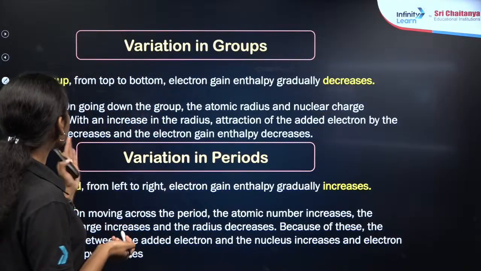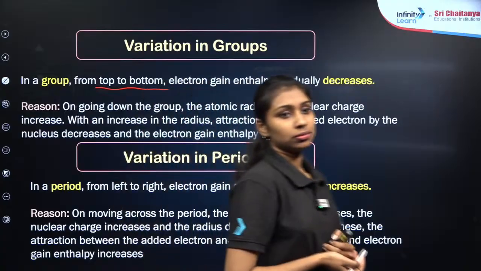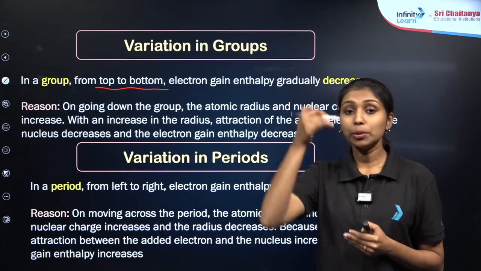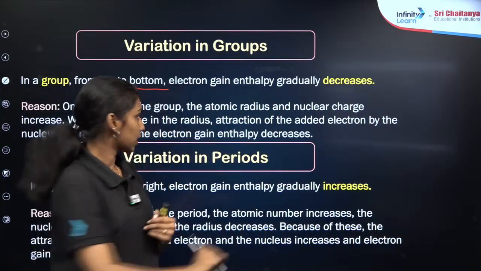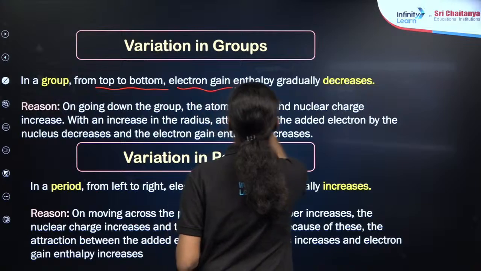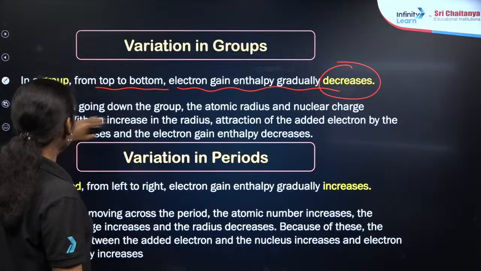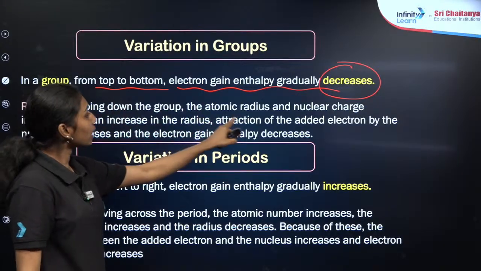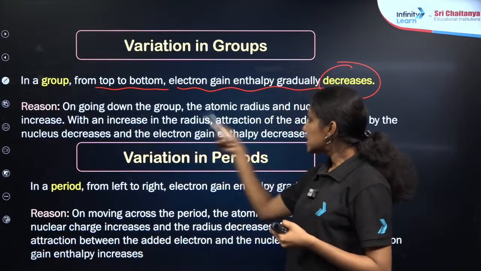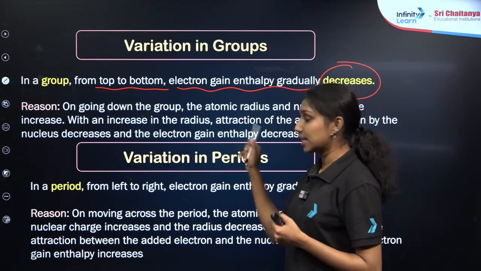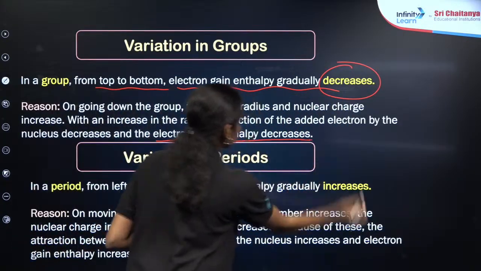What will happen in the case of a group while moving from top to bottom? While moving from top to bottom in a group, size increases, right? So the electron gain enthalpy decreases due to the inversely proportional relationship. Electron gain enthalpy decreases along a group from top to bottom, and the reason is given here. On going down the group, the atomic radius and nuclear charge increase. With an increase in the radius, attraction of the added electron by the nucleus decreases and the electron gain enthalpy decreases. Is it clear?